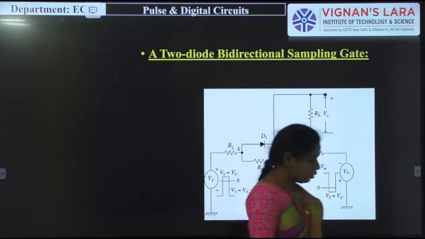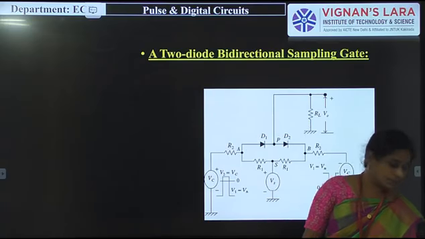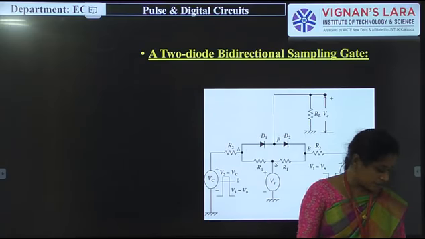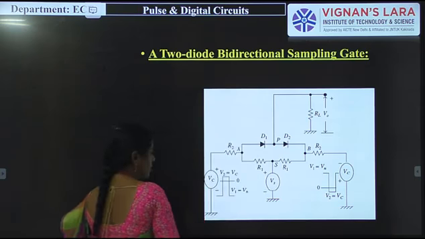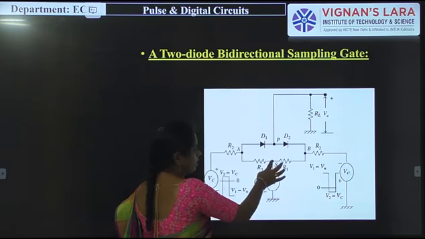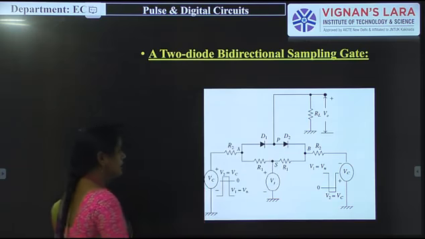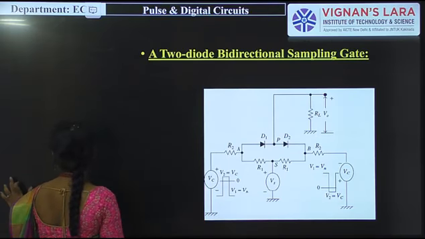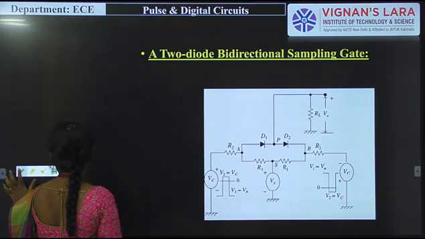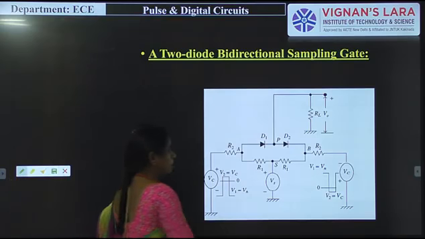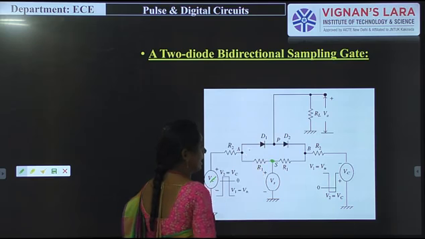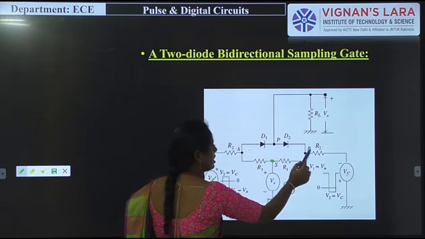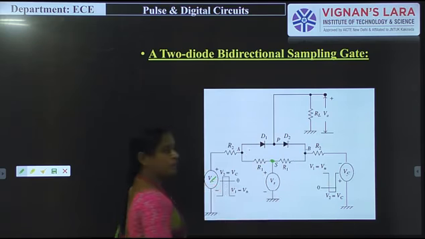So this is the circuit diagram of the two diode sampling gate. Here, whatever the input signal, that is applied to the node S, and the control signal is applied to the diode. This control signal is applied to the cathode terminal of the diode.